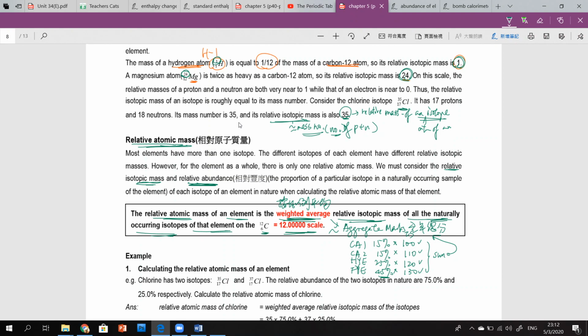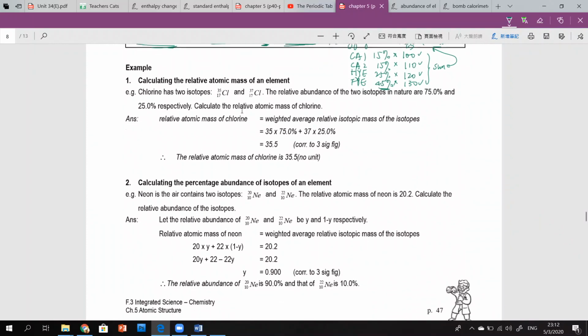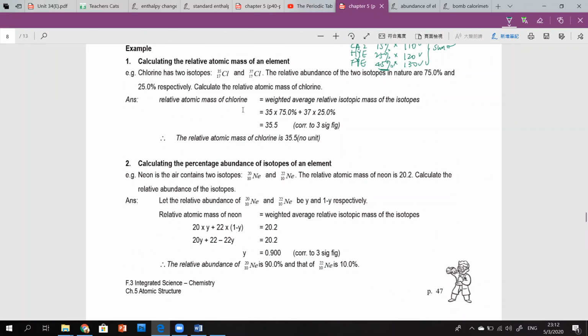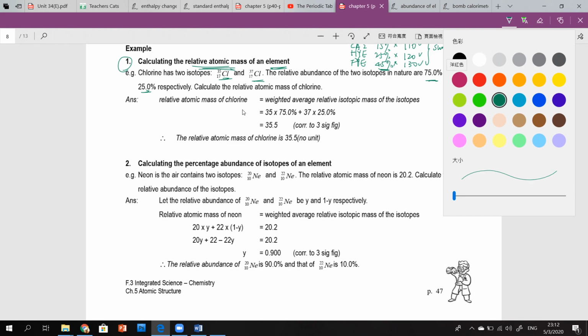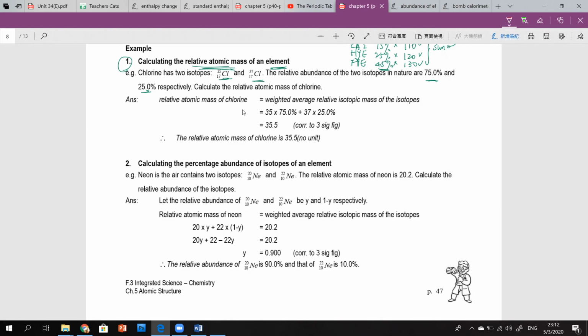Okay, so afterwards, what we are going to do is to have some mathematics. We have got two examples that maybe appear in your exam. First one is to calculate the relative atomic mass of an element with a given relative abundance. Okay, so I would like to let you know what that is by circling with a different color.